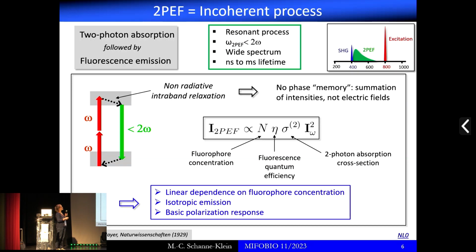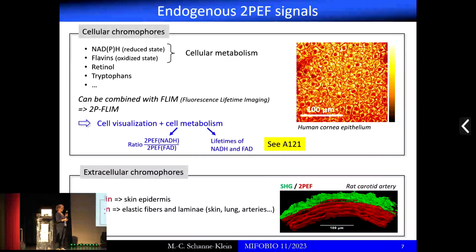For this reason, the signal scales with the fluorophore concentration, of course the fluorescence quantum efficiency, the two photon absorption cross-section, and as I mentioned before, the square of the excitation intensity. So we have a linear dependence on fluorophore concentration. We also have isotropic emission, and of course a wide spectrum because of this relaxation, and also a nanosecond to millisecond lifetime.